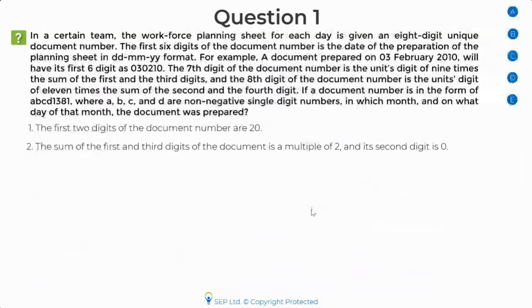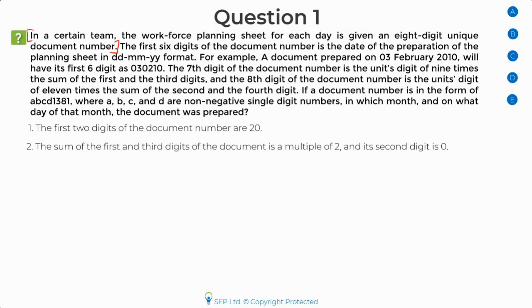Let me go to the next slide. I'll read it and solve the question the way I would have solved it in an exam. It's given that in a certain team, the workforce planning sheet for each day is given an 8-digit unique document number. So this sentence is just telling me that there's an 8-digit unique document number, nothing else. The first 6 digits of the document number are the date of preparation of the planning sheet in DDMMYY format.